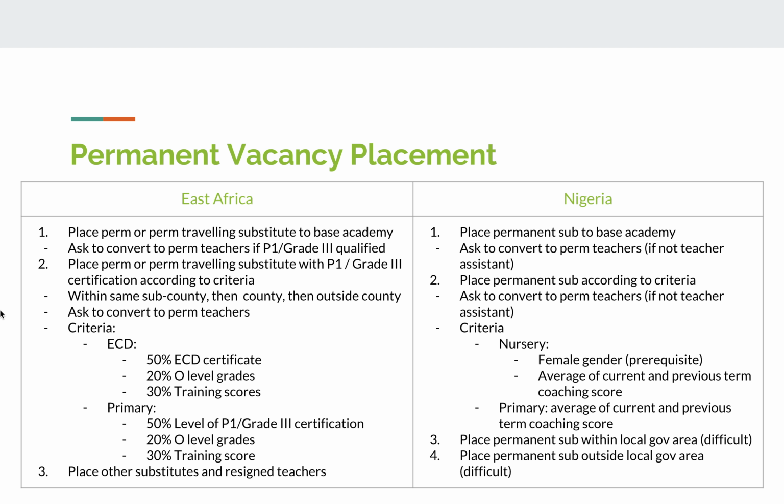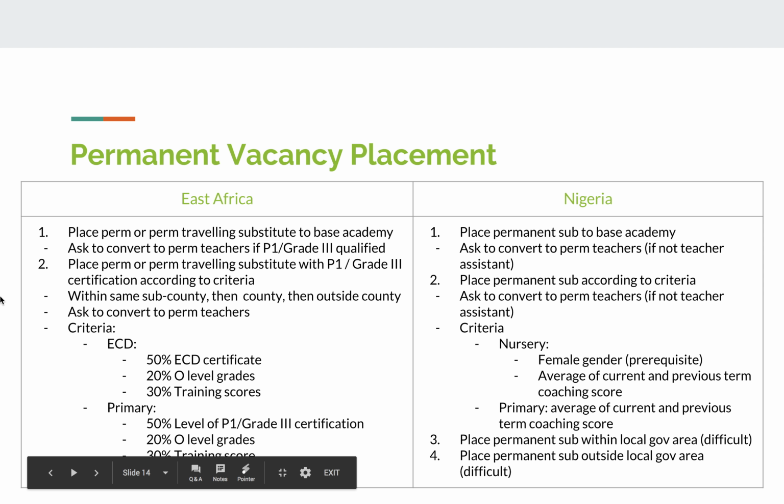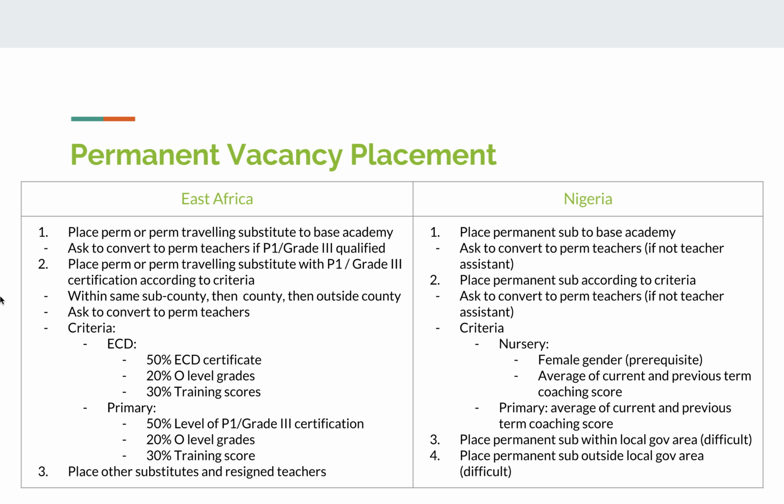This criteria is also based on talking to our team in East Africa and Nigeria. And this criteria is different from the recruitment criteria, because at that time we only had the assessment scores and the interviews to go by, and this is when they're already a substitute. So the first step for both of them is to place any substitute in their base academy, and if they are qualified to be converted to a permanent teacher, then we'll ask them to be converted to a permanent teacher.